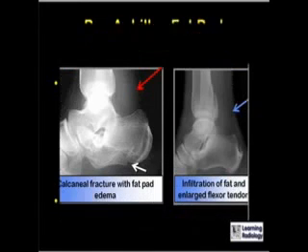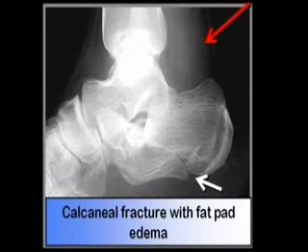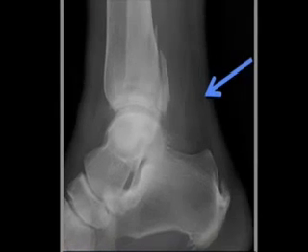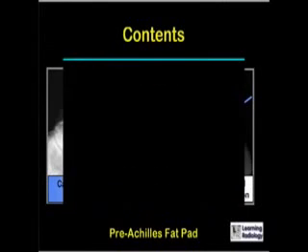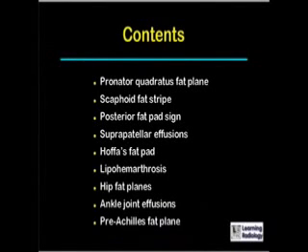This is a patient who has a fracture of the calcaneus, demonstrated by the white arrow, and infiltration of the pre-Achilles fat pad by fluid and blood, shown by the red arrow. Here's another patient who has a fracture of the distal tibia and fibula, who has infiltration of the pre-Achilles fat pad.